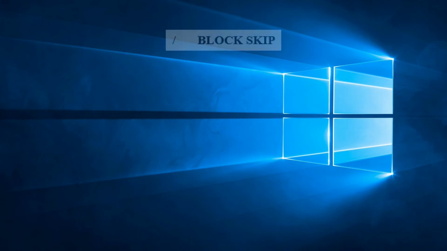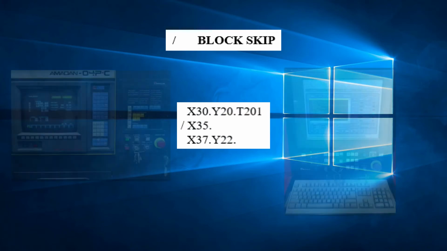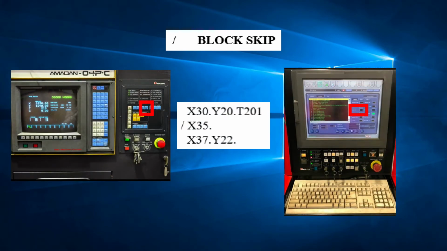The next command is block skip. If the slash character is entered at the beginning of a line and if the block skip button on the control is activated, the control will skip the line when executing the program. If the block skip button is not activated, the control will execute all lines.